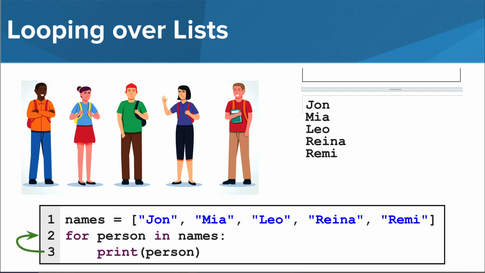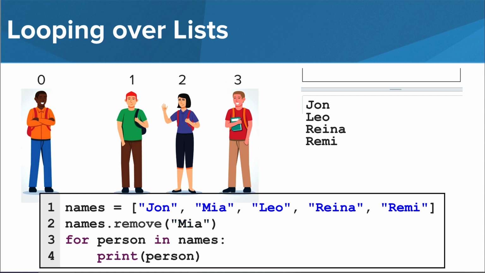After the last item in the list is accessed, the loop ends. Looping over lists in this way is very helpful because the loop is always only accessing the items in the list. So if a value is removed, the list will not break.